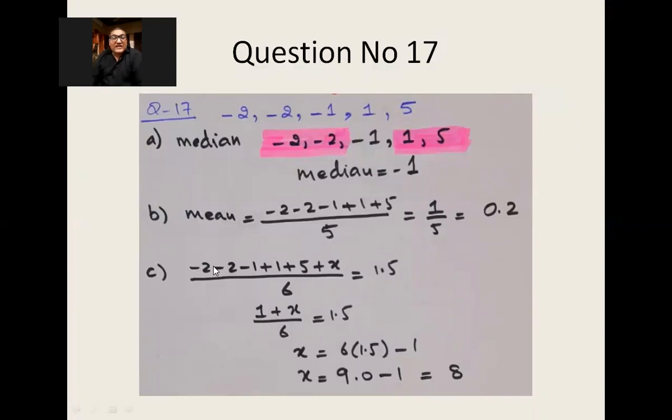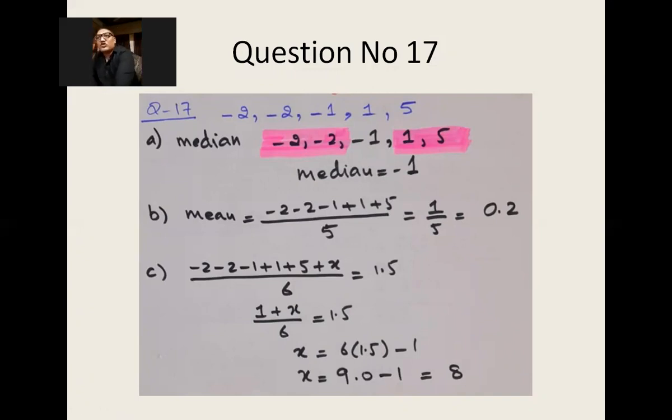So there are 6 days now. I know the 5 days' temperature, plus the 6th day's temperature, that will be X, and I will divide it by 6. And I already know that the mean is 1.5. So we have the sum of these 5 numbers is 1, plus X, that's the 6th day. This 6 will go on the other side with multiplier. This 1 will go on the other side, it will subtract. So 6 multiplied by 1.5, that's 9. So minus 1, that will be 8. So the temperature on the 6th day was 8 degrees centigrade.